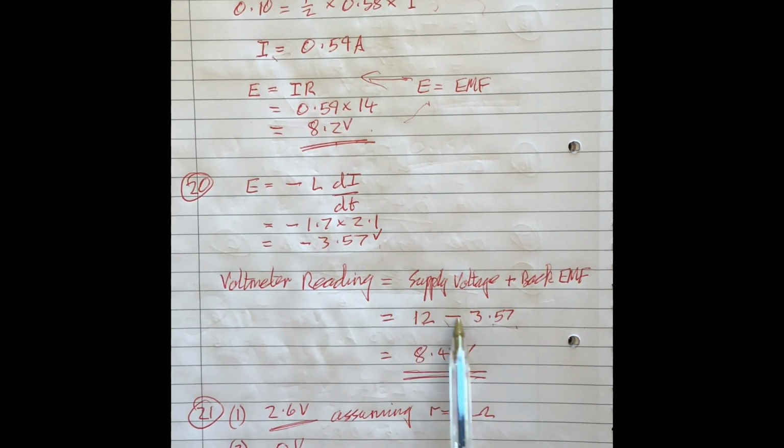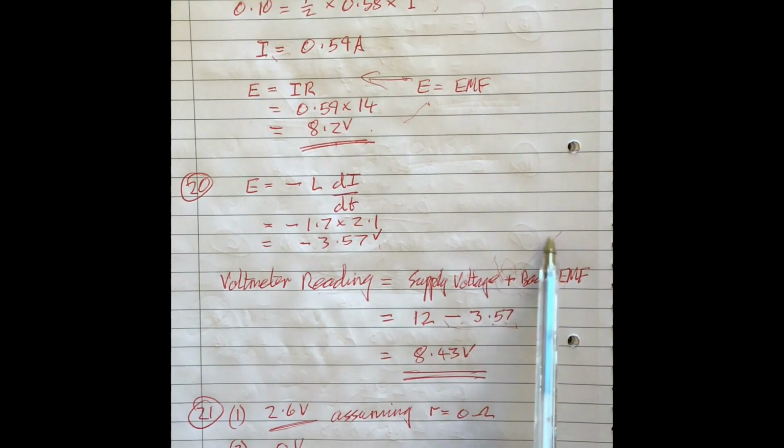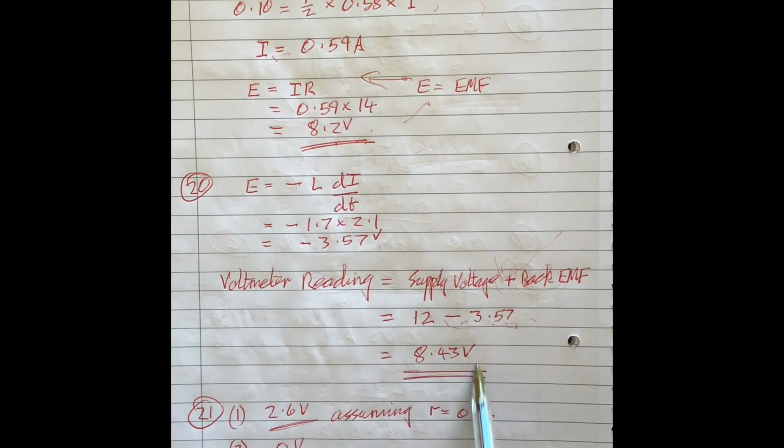It is not 12 minus 3.57. So this bit here, where I'm saying the supply voltage plus the back EMF, is the bit where I show my understanding of the physics. Then it's 12 plus negative 3.57 to give me 8.43 volts. Question 21.